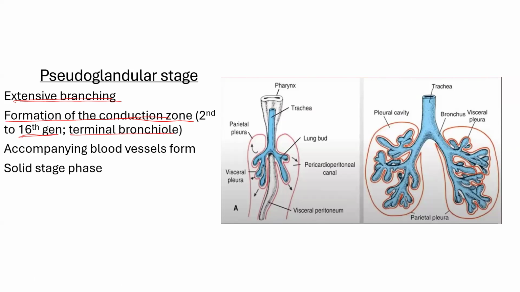Conduction zone is the zone in which no gaseous exchange takes place. It's just conduction, okay? Air is just being conducted. The respiratory zone, which extends from generation 17 to 23, is where gaseous exchange takes place. So formation of the conduction zone will be complete by the end of the pseudoglandular stage. Also, as I had mentioned earlier, the accompanying blood vessels will form. And this is a solid stage. As these bronchi and bronchioles divide, they don't have a lumen per se. They are obliterated, okay?